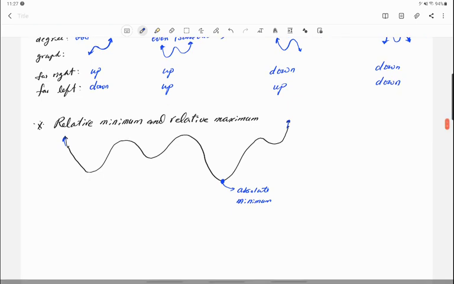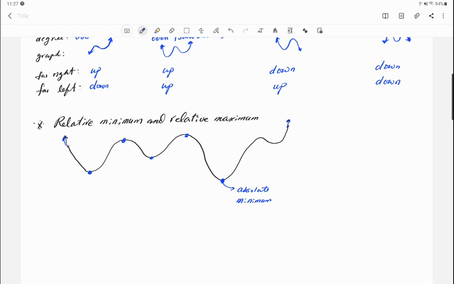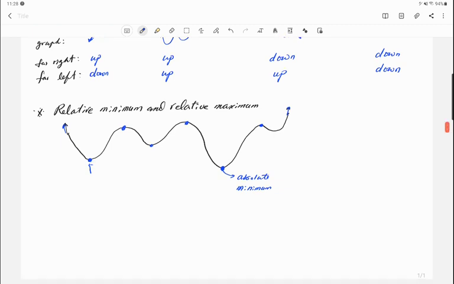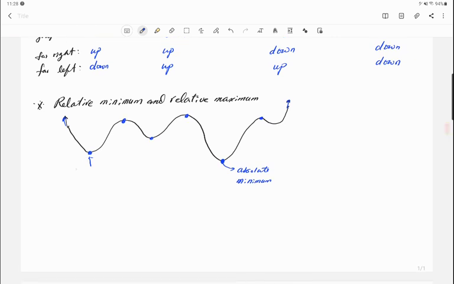How about the turning point? We call it a vertex. So here's a turning point, here's a turning point. Each turning point has a maximum or minimum around that point on the graph. If this is the lowest point around here, then we call it relative minimum or local minimum. So locally, this point has the minimum y value. So we'll use relative minimum. Relatively, this point has the lowest y value around it.